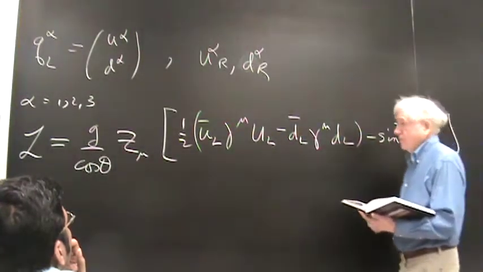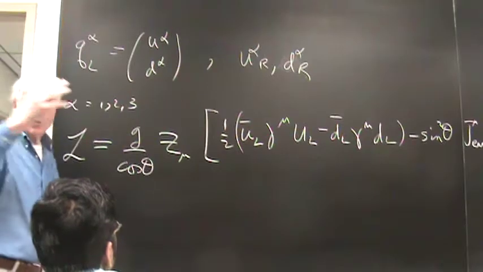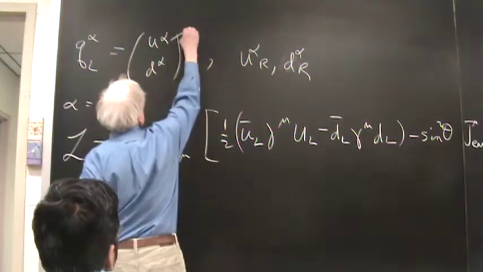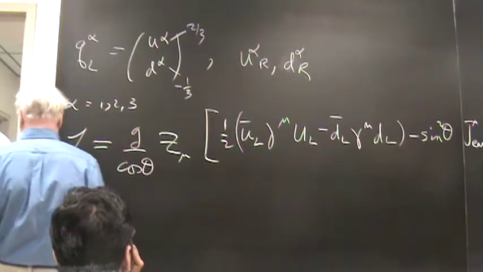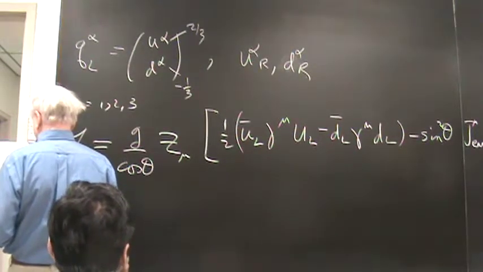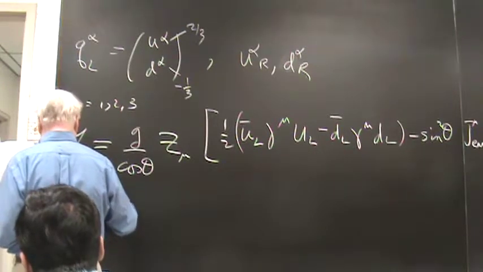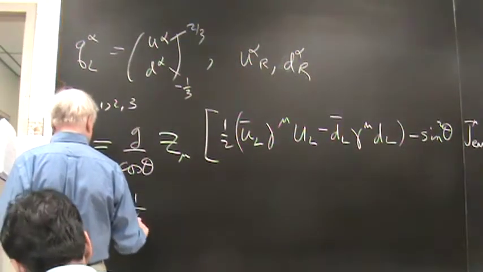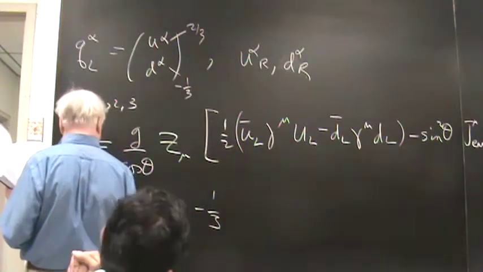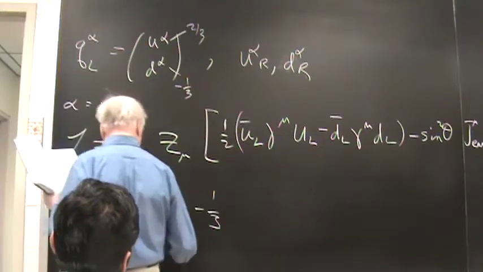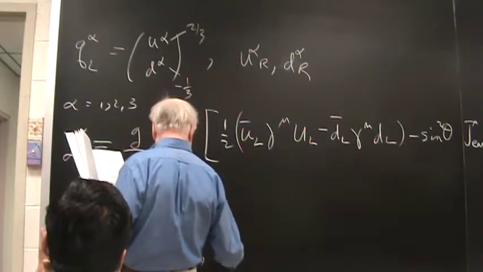And all right, you might say, well, what are the Y's of this? Well, you know what the T3s are for the quarks. So you figure out the Y's just because you know what the charges are. And the charges of these are 2/3 and minus 1/3. And so what does that tell you? That tells you that the up quark, well, yes, I knew that. So we have Y over 2 equal to 1/6, 2/3, minus 1/3, respectively for Q_L, u_R, and d_R.